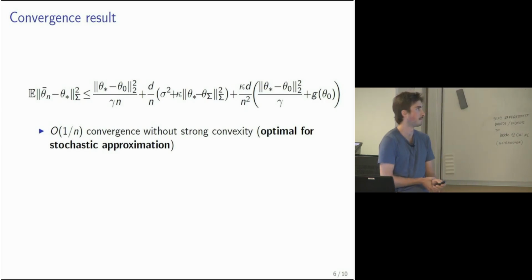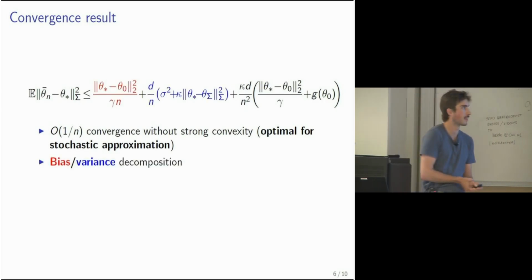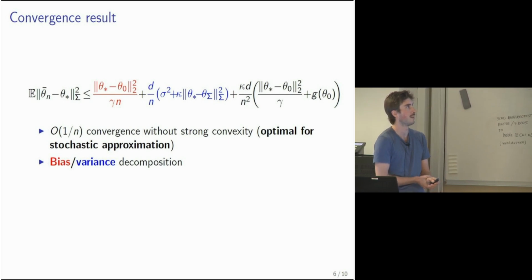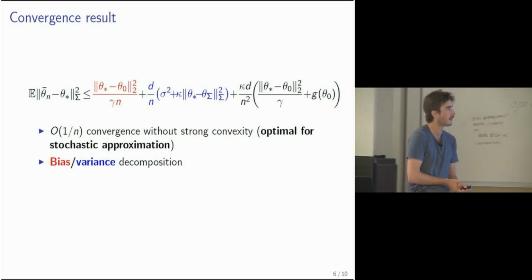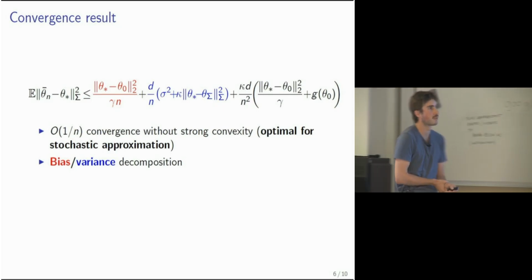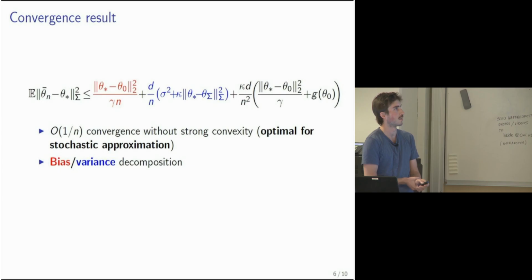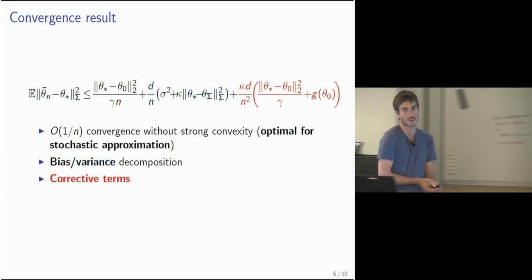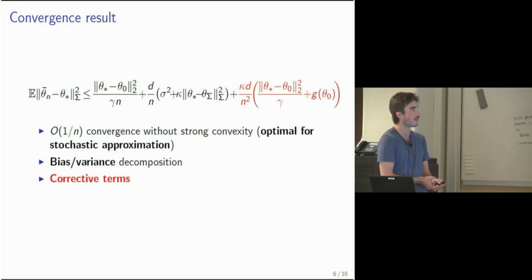Our result can be decomposed as the sum of two terms: a bias term of order 1 over n, which depends on the distance between the true solution of the problem and the starting point, and a variance term which depends on the noise of the statistical model. And there are also some corrective terms which come from the proof, of order 1 over n squared.